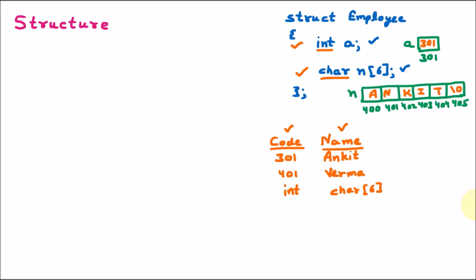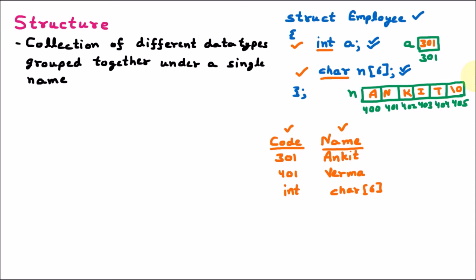So here we have the structure which contains one integer data type and one character data type. The character is an array here. So we can say that a structure is a collection of different data types grouped together with a single name. Here we can see that we have int a, which is one data type, integer. Then afterward we have char n[6], which is another data type, character, and this is the character array n, which can contain 6 elements. So these two are clubbed together and given a single name, that is employee. So here employee has its code in a and its own name in the array n.